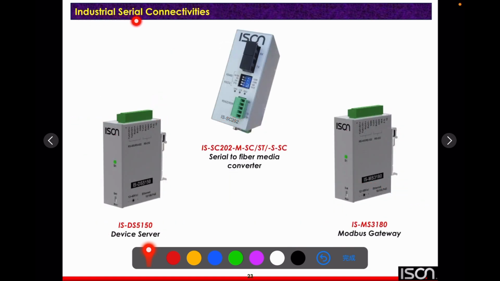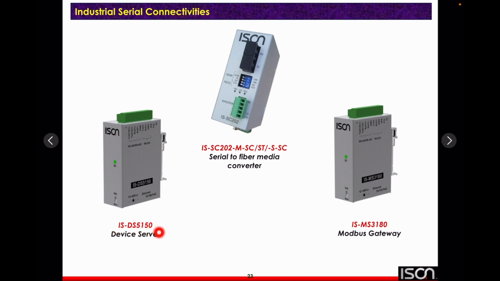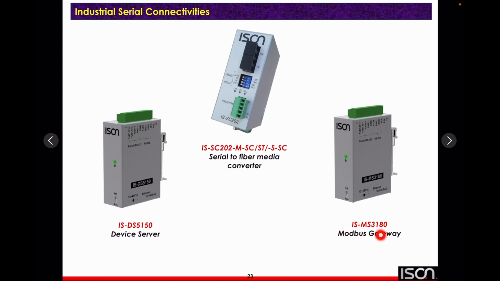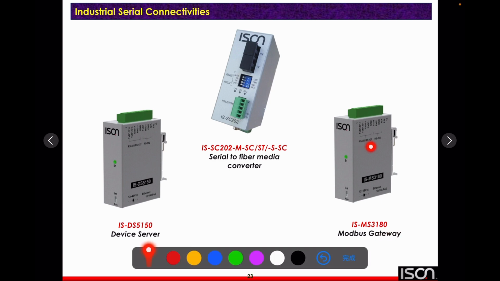Industrial serial connectivities. IS-DS5150 is a device server, and IS-MS3180 is a Modbus gateway. They convert serial port, we called RS232 and RS485, to Ethernet ports. The IS-SC202 is the serial to fiber media converter with multi-mode or single-mode and ST or SC connector.